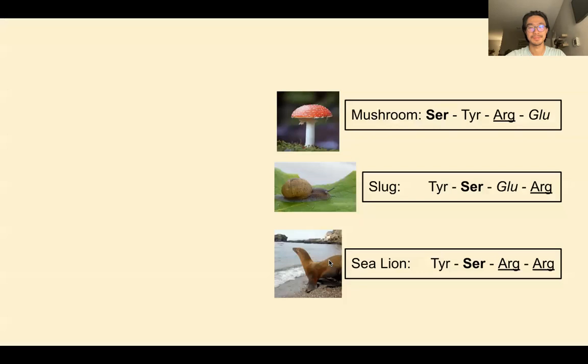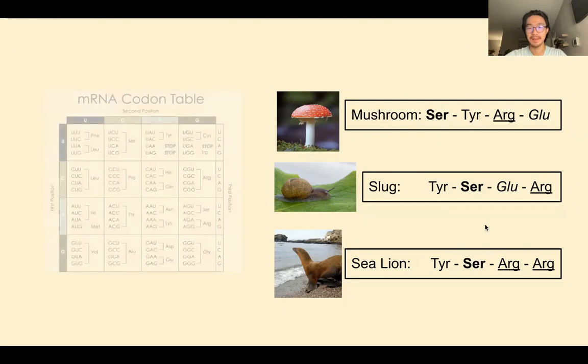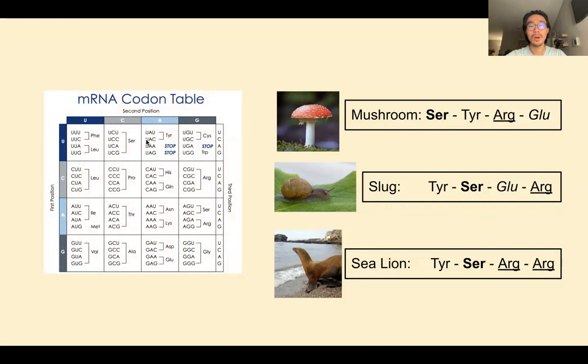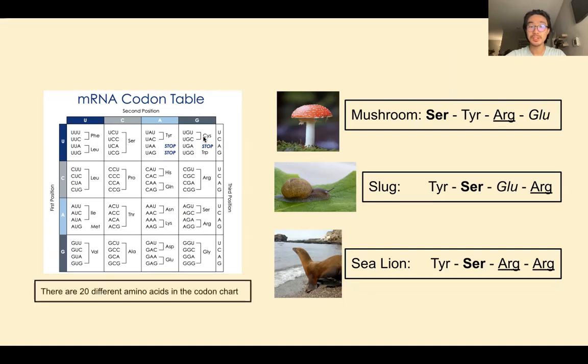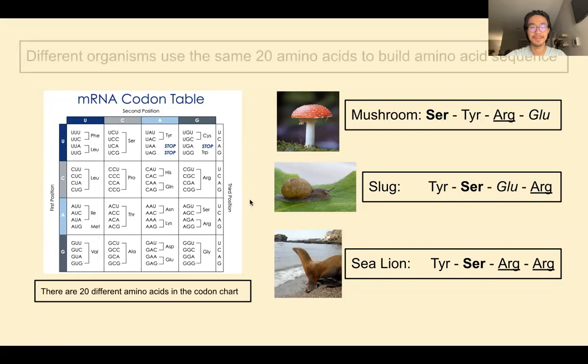So H. Let's turn our attention to the 3 organisms again, mushroom, slug, and sea lion. This time, we're not looking at their DNA. We're looking at their amino acid sequence. So SER stands for serine, etc. We know that there are 20 possible amino acids, and we can determine which amino acid is being used by looking at this mRNA codon chart. There's 20 in total. So if you count the number of amino acids, there are 20.